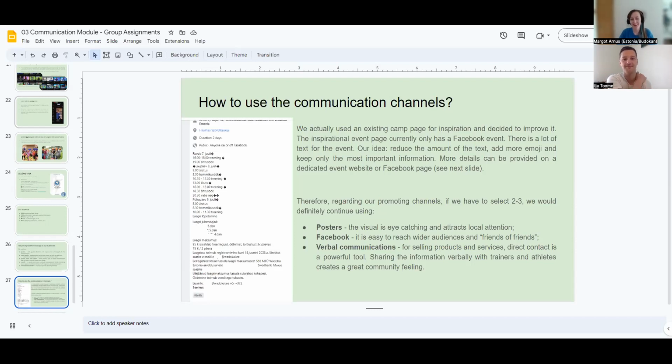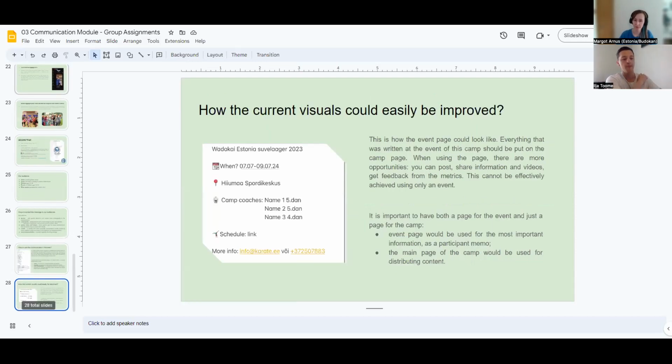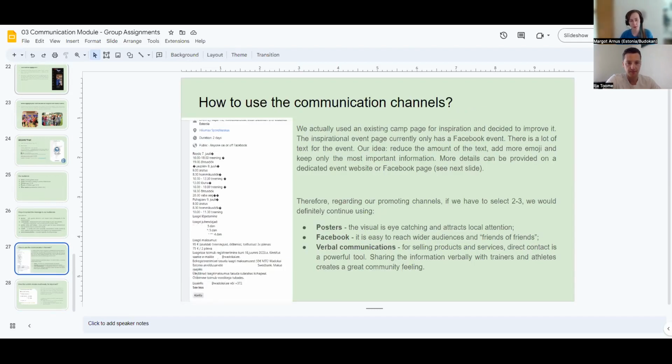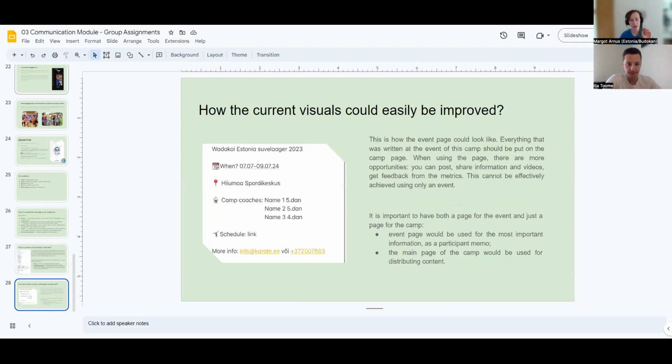Yeah, thanks. So verbal communications, because it's a powerful tool, face-to-face direct contact, and it creates a community feeling. And then we created this example, from this kind of long text Facebook post, we would go to this really simple: when is it, where is it, who is going to do the trainings, where you can get more information, and then also maybe have links to an event website or something when there would be more detailed information. But nowadays, especially when there is so much information overload, you have to get the most important things immediately. And that's it, the really quick summary.